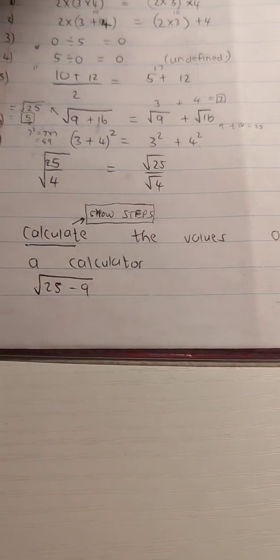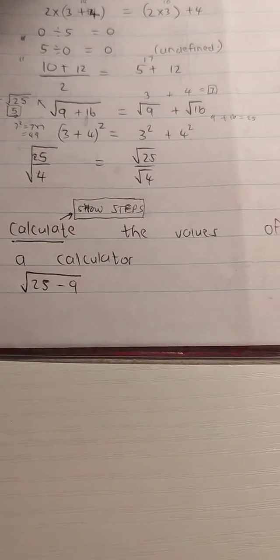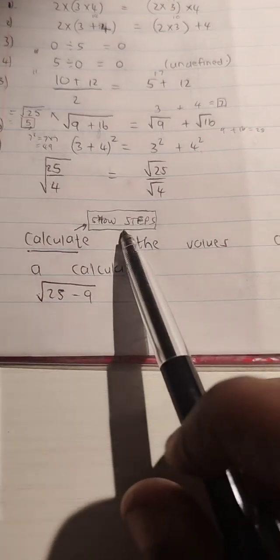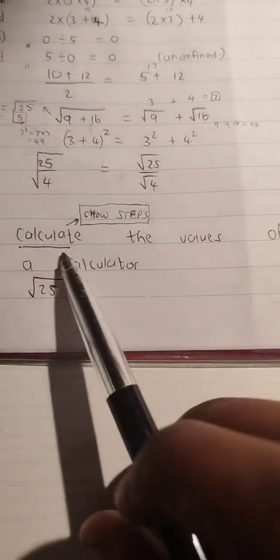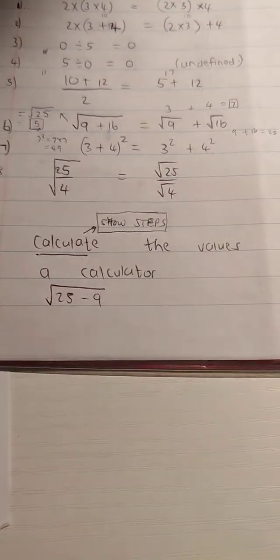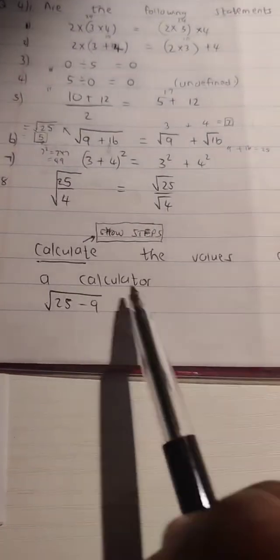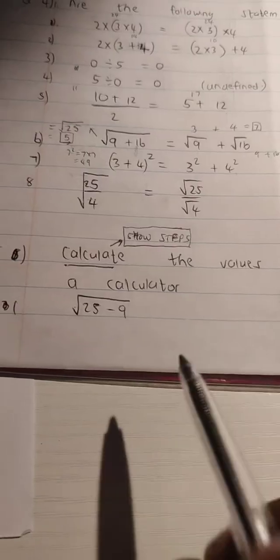Because if you simply write the answer, it's like you have basically not shown the steps. So that is the implied instruction that is hidden in the word calculate. If they say calculate the values of the following without using a calculator, you must show your steps.